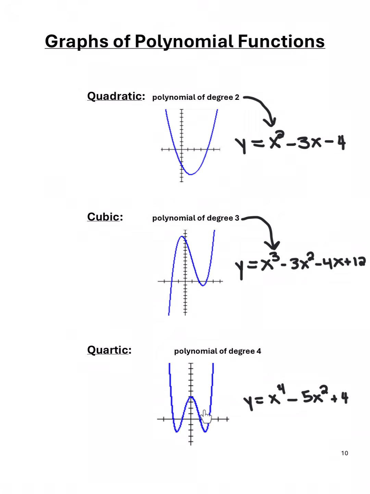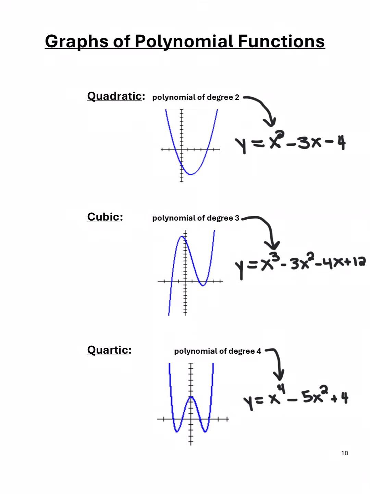This down here is called a quartic, okay? So this is the equation of this graph, and a quartic is a 4th degree equation, okay? The biggest exponent is a 4. So a lot of times it looks kind of like a W, or if you flip it upside down, it looks like an M.